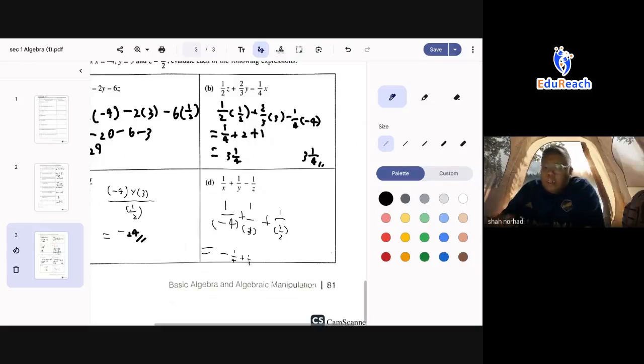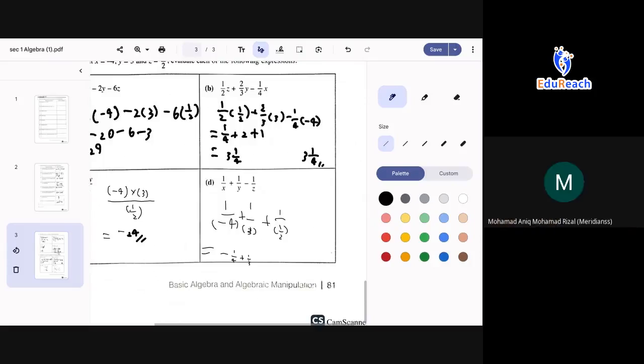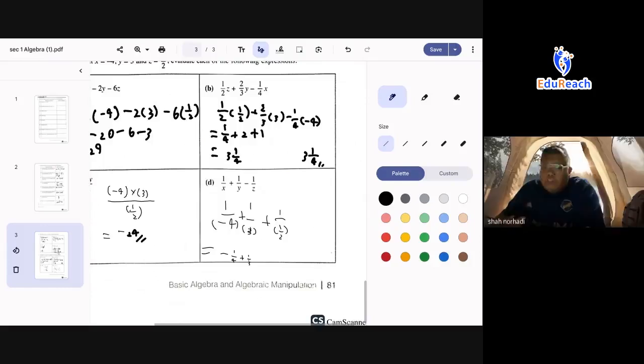Then what is 1 divided by half? Half. Nope. That one is when 1 divided by 2 is half. When 1 divided by half, you're actually taking 1 times 2. Your answer is plus 2. Yes, it's a whole number, plus 2. So now you can simplify. What is negative 1/4 plus 1/3?